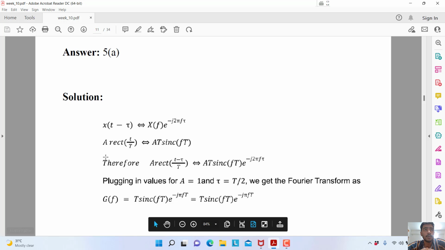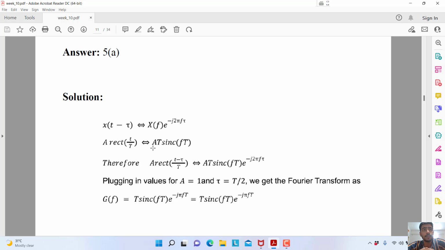Now firstly we find the Fourier transform of rect(t/T). It will become a sinc function, A T sinc(fT). Our input is shifted by tau, so it will become A T sinc(fT) e to the power minus j 2 pi f tau. Just due to the shifting by tau, this term is coming.